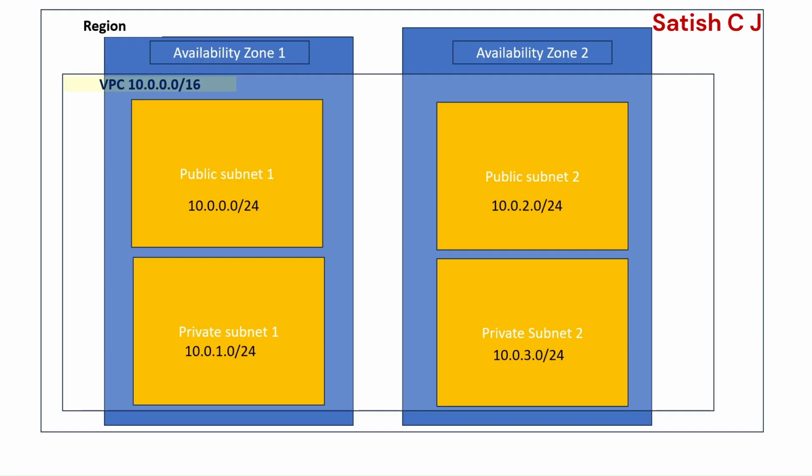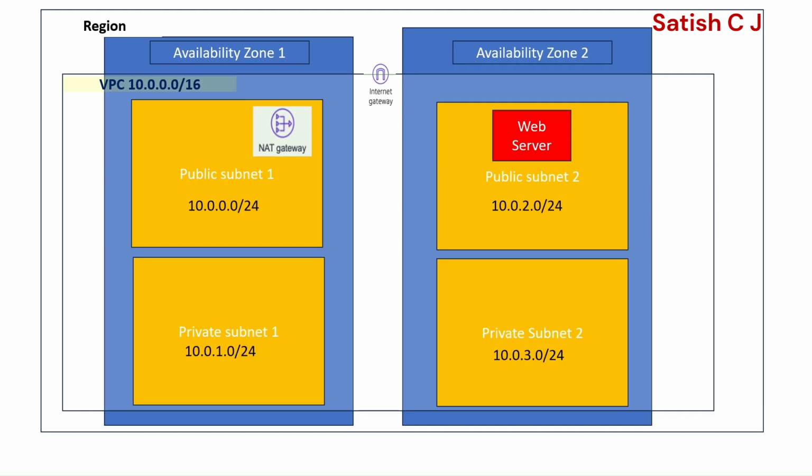10.0.3.0/24, and we'll also have a NAT gateway and an internet gateway provisioned for access to the internet from our public subnets. So this is what we are going to launch. We'll also be creating security groups. We'll be creating route tables. We'll be associating route tables with these subnets. And finally, we'll be launching our web server.